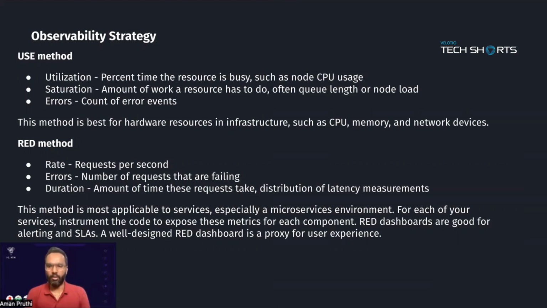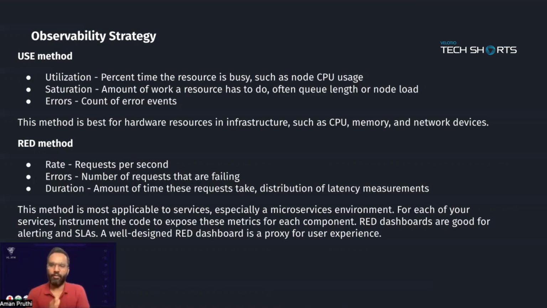One is called the USE method. USE stands for utilization, saturation, and errors. Utilization is the percentage of time the resource is busy. Saturation is the amount of work that a resource has to do. And third is errors, the rate or count of errors. The USE method is basically defined for infrastructure resources like CPU, memory, and network devices. So it will not apply to services and applications and things like that.